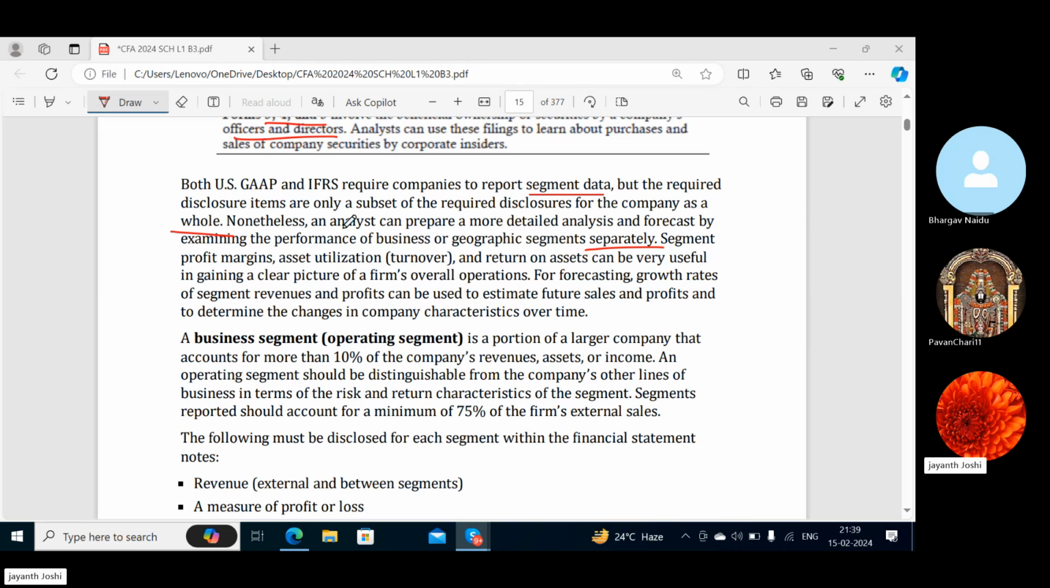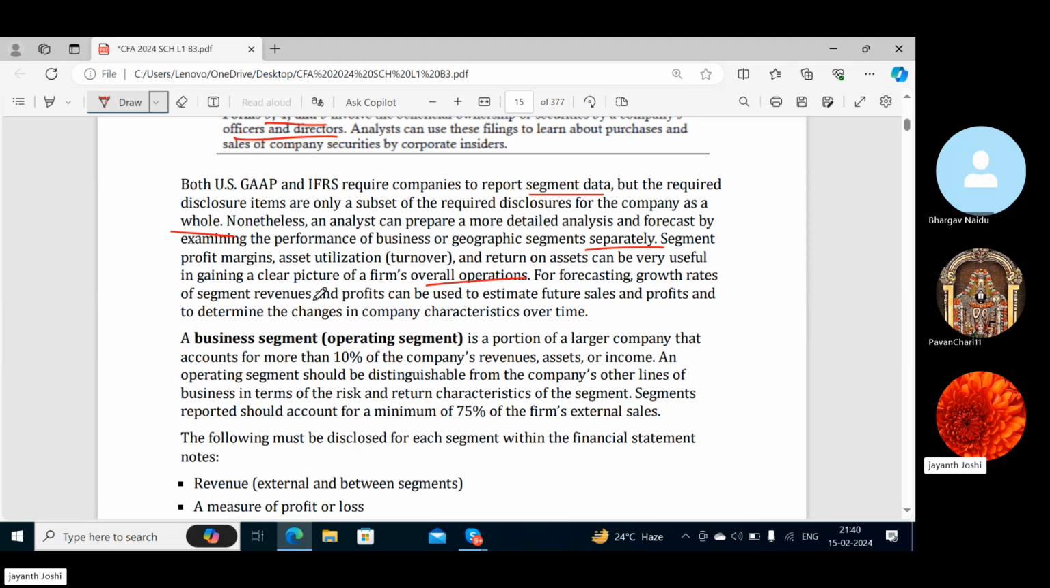Now, nonetheless, an analyst can prepare a more detailed analysis and forecast by examining the performance of segments. See, what an analyst does is analyze the company's performance or its segments' performance, whether the company is in one area or has segments in different geographical areas, and completely analyze the performance of the company and come out with their report. So segment profit margins, asset utilization, that means how they are utilizing their assets to generate their turnovers, and return on assets can be very useful in gaining a clear picture of the firm's overall operations. All these ratios give a very good idea about the company's efficient utilization of its resources.